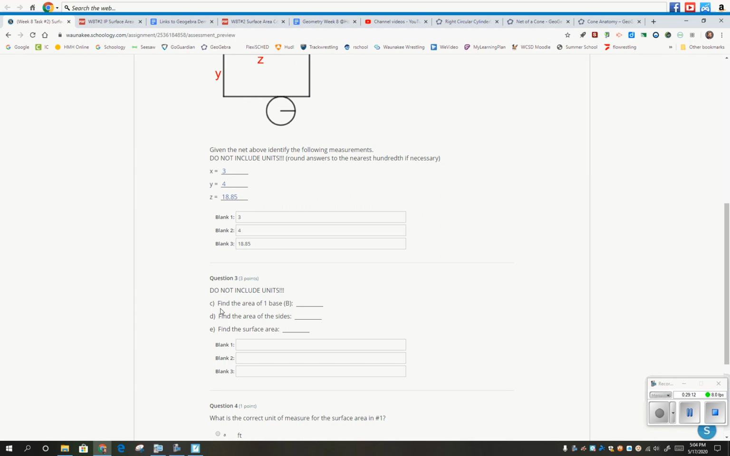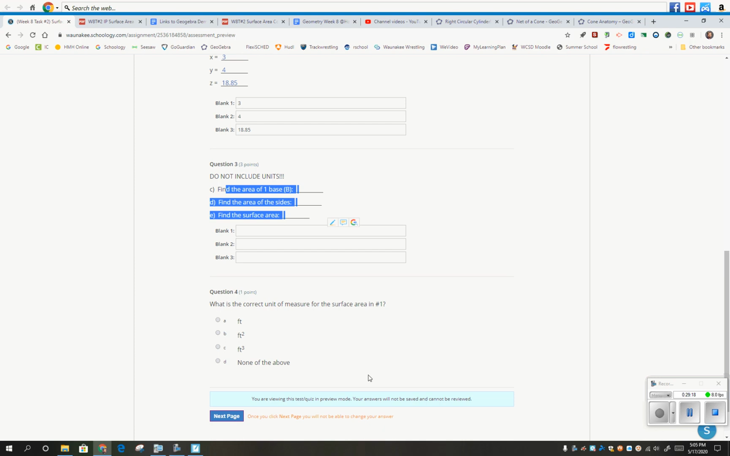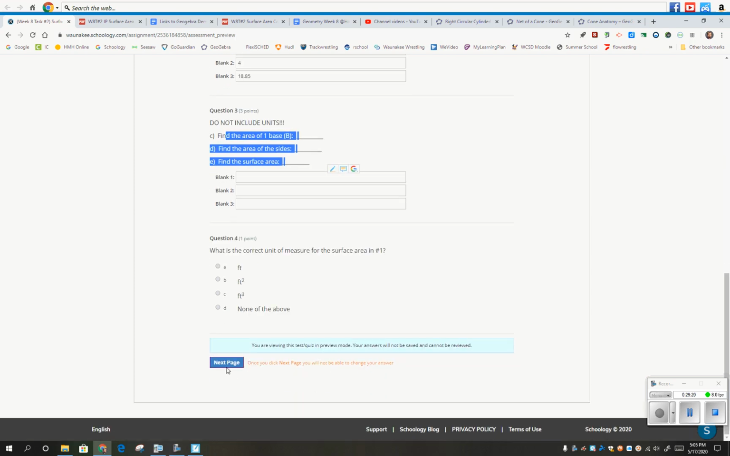And then for part C, D, and E, find the area of one base, find the area of the sides, and the surface area, and then what's the correct unit. So each question is asking, now basically you're showing us your work for those.